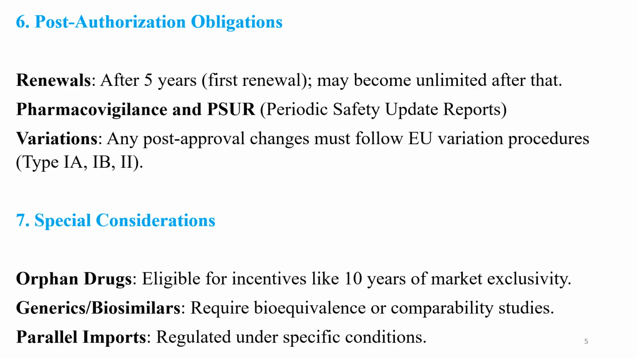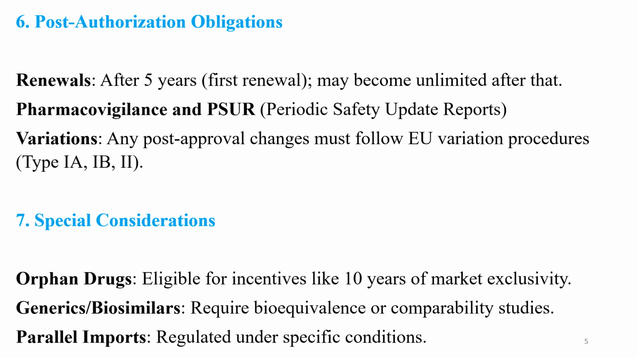Post authorization obligations. Renewals are there after 5 years. After 5 years, the first renewal will come. It may become unlimited after that. Pharmacovigilance and PSUR. PSUR means periodic safety update reports. Variations: any post-approval changes must follow the EU variation procedure. It is like SUPAC in the US. So variation filing will be there. Depending upon the minor and major changes, it will go into the variation categories like type 1A, 1B, 2.